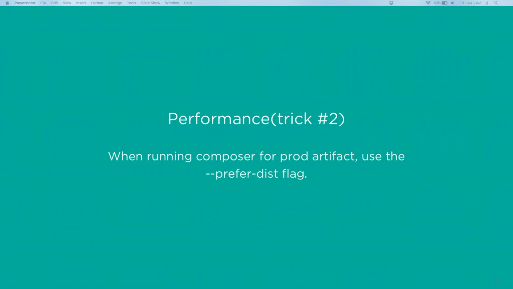If you're running Composer for prod artifacts, there is a flag whenever you do installs, --prefer-dist, which basically means anybody who develops a PHP package is going to create a source package and a distribution package. The distribution package is lighter weight, has less to it, and will speed up your build process, basically.